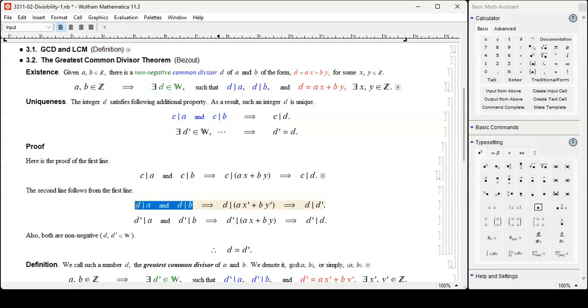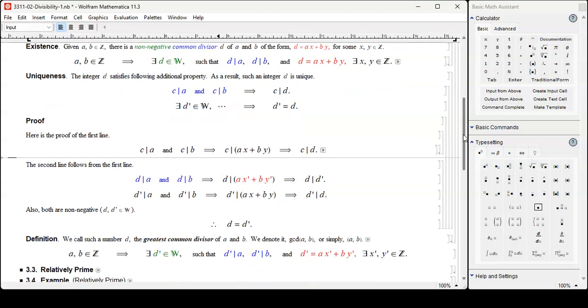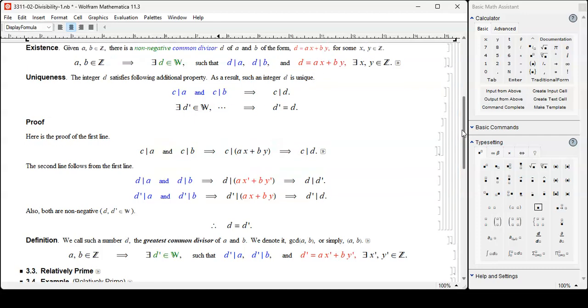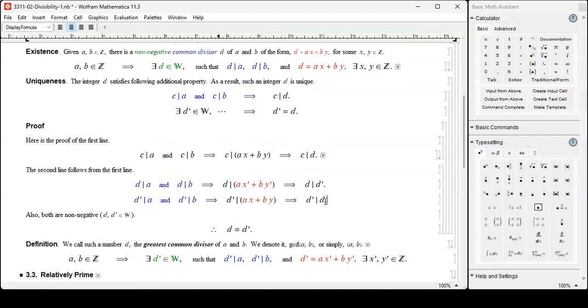Because D is a common divisor, D divides a linear combination AX prime plus BY prime, which is this one down here. So D divides D prime. And also D prime is a common divisor here. That's the assumption, you see. And D prime satisfies all three, green, blue, and red as well. So D prime divides AX plus BY, this one here. Therefore, D prime divides D.